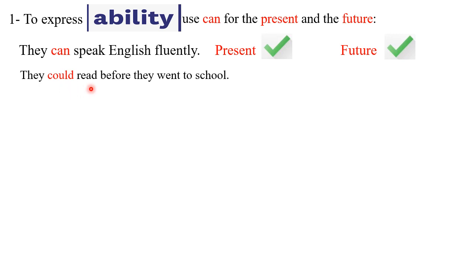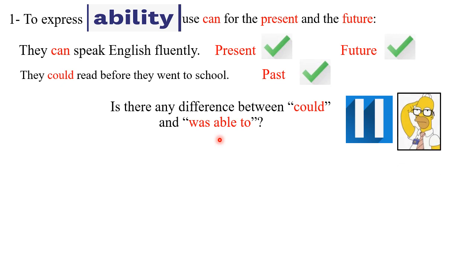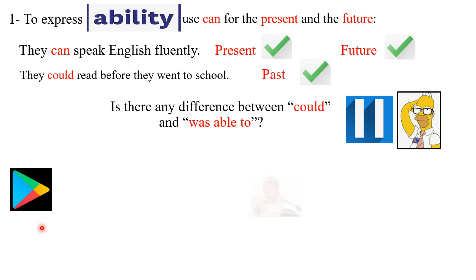How about the next one? They could read before they went to school. How about the tense here? It is in the past. You are correct. Now the main question is: is there any difference between could and was able to? Please stop here and think of the difference. Done? Now let's start from here.